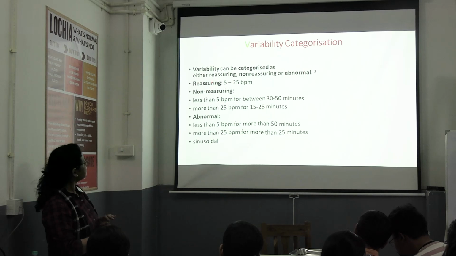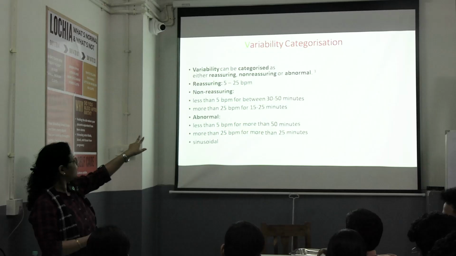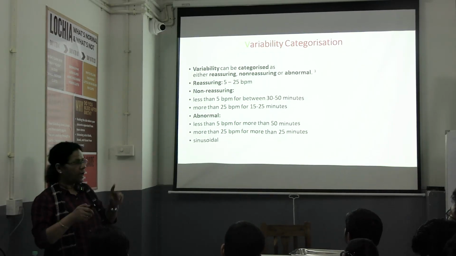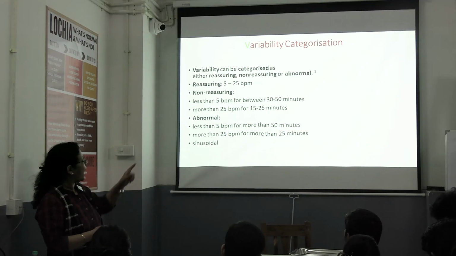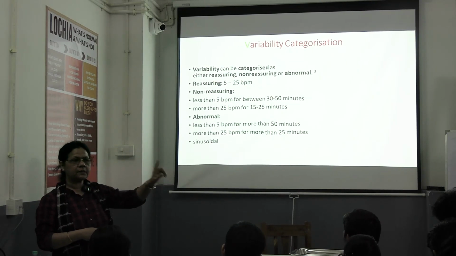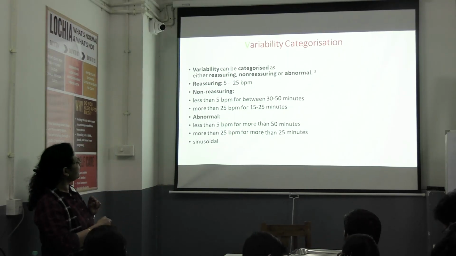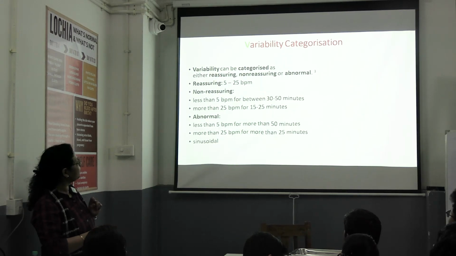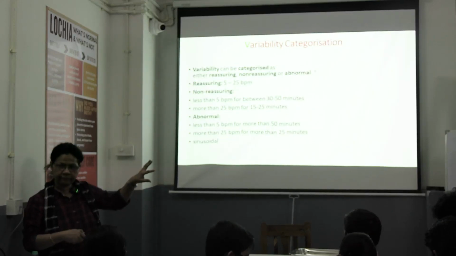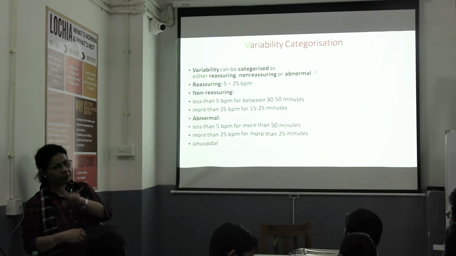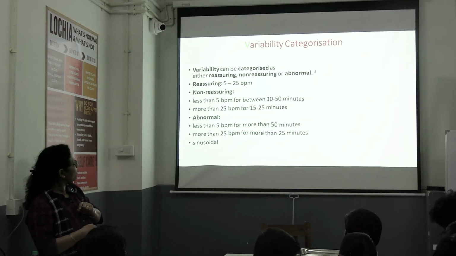The categorization here is reassuring. So if you have a CTG tracing, what are the three categorizations? Reassuring, it is all right. Non-reassuring, I am not very convinced whether the fetus is well or not. And ominous or abnormal, the fetus is in distress. So these are the three categories. Reassuring means the fetal heart rate variability will be 5 to 25. Non-reassuring will be either less than 5 beats per minute for 30 to 50 minutes or more than 25 for 15 to 25 minutes, and that will go up in abnormal.